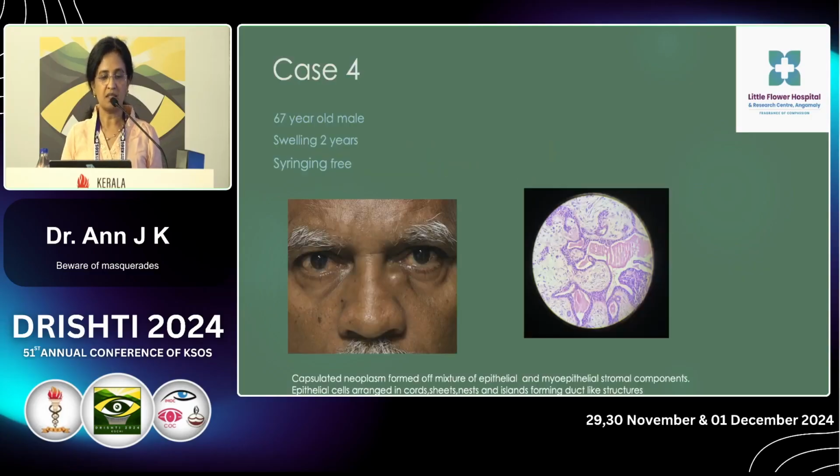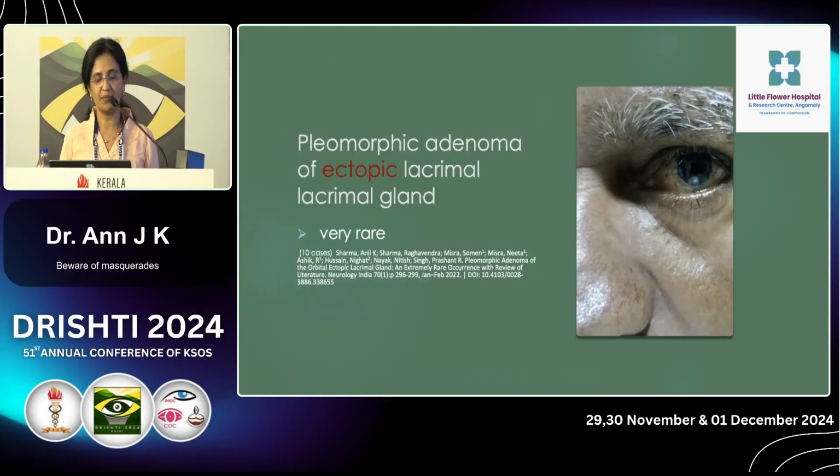Again, this patient had a swelling of 2 years' duration, and there was no watering. The mass was well below the sac area. I thought it was a parasitic mass and excised it, but it came back as pleomorphic adenoma of the lacrimal gland. I was a bit surprised and rang up the pathologist again, but she was sure that it was pleomorphic adenoma of the lacrimal gland, though the site is not characteristic of the lacrimal gland.